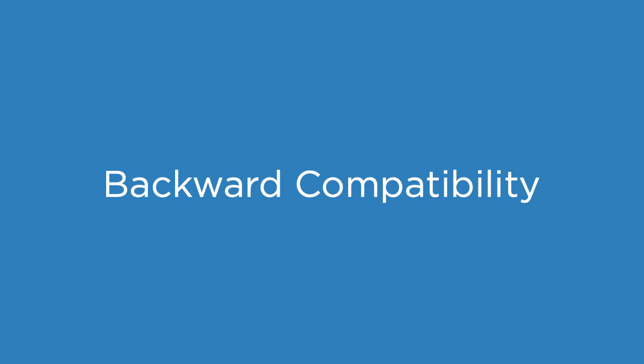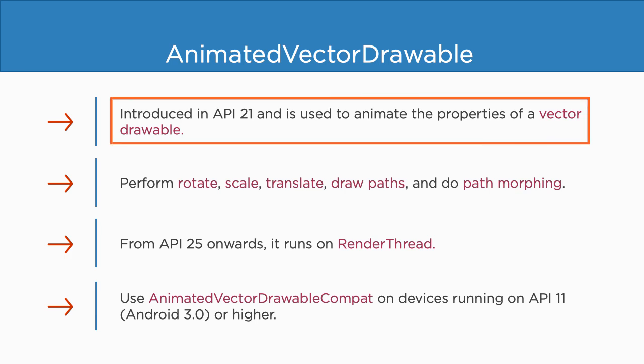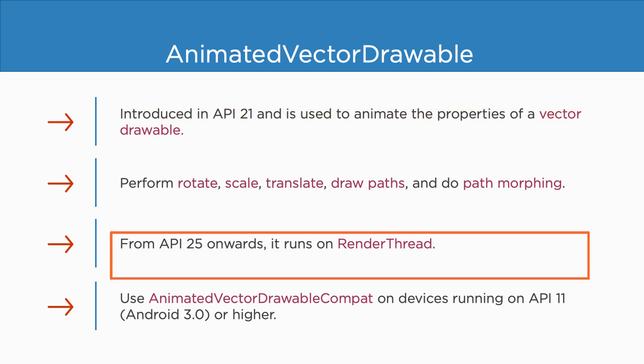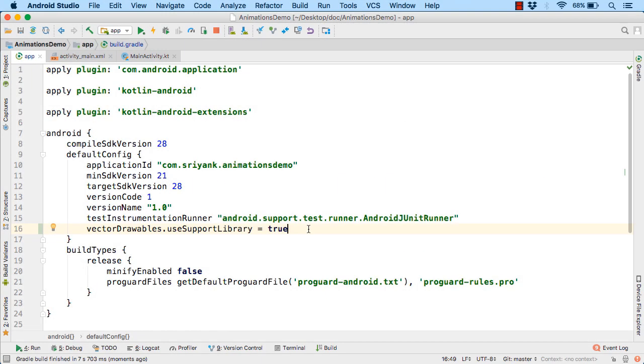That is backward compatibility. When it comes to backward compatibility of animated vectors, you need to do some changes in your project. Just for a quick recap, animated vectors were introduced in API 21, that is Android Lollipop. But it allows you to use the class of AnimatedVectorDrawableCompat. Using this class, you can extend support to devices running on API 11 or higher. Apart from using this class, there are a couple of changes that you need to do in your project. Such as, in your application level Gradle file, add this statement to use vector support libraries. And then you can decrease your minimum SDK version below 21.